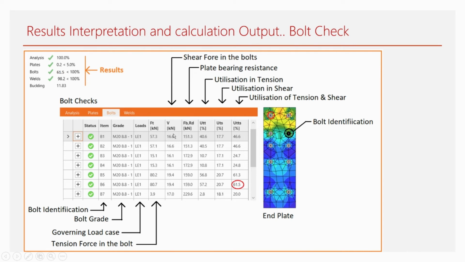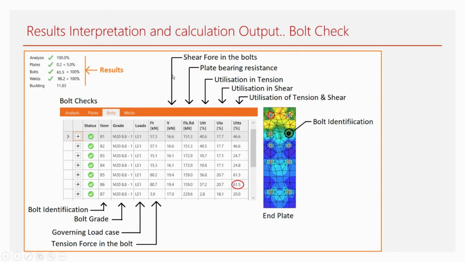Then there will be a shear force in the bolts, and this is a resultant shear force because shear forces, either vertical or horizontal, are acting simultaneously. So this is a resultant shear force carried by each bolt. Then this is a plate bearing resistance. Then this is a tension resistance of the bolt, utilization for the tension resistance, then utilization for the shear resistance, and this is a utilization for tension and shear combined check.